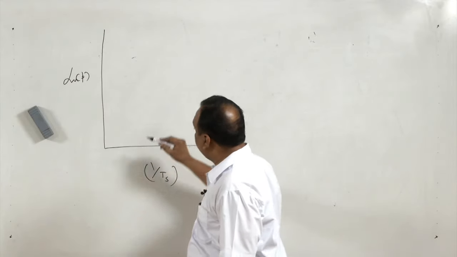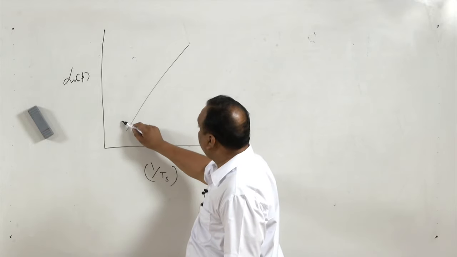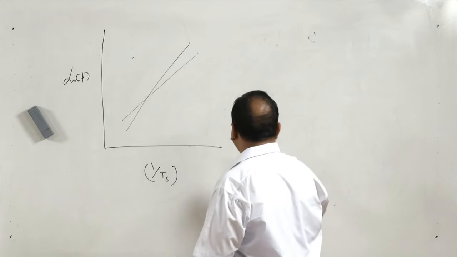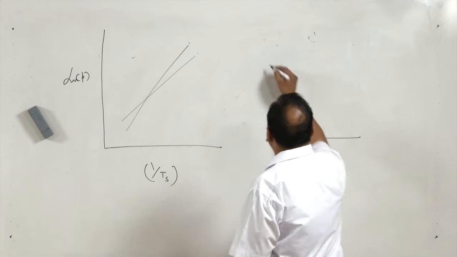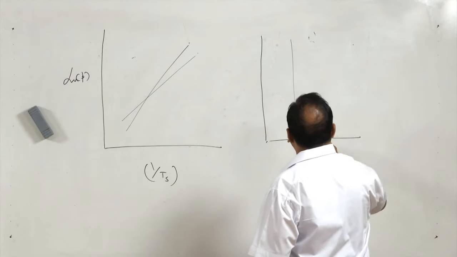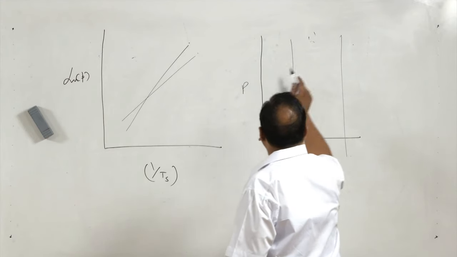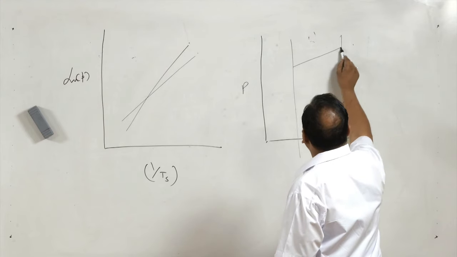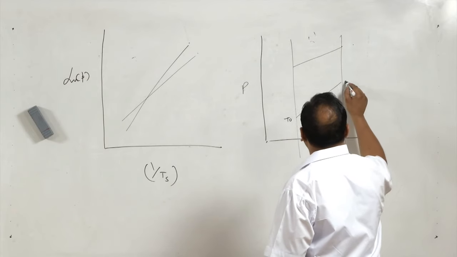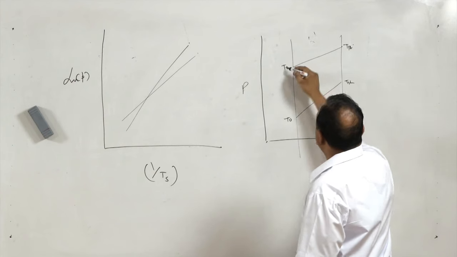high boiling point refrigerants will have a steeper slope. Low boiling point refrigerants will have a less steep slope. Now, if we want to depict this on the same diagram between two temperatures, this is pressure. So, this is the slope of the low temperature refrigerant, this is the slope of the high normal boiling point temperature refrigerant. This is TO and this is TK, the evaporator temperature and the high condenser temperature.